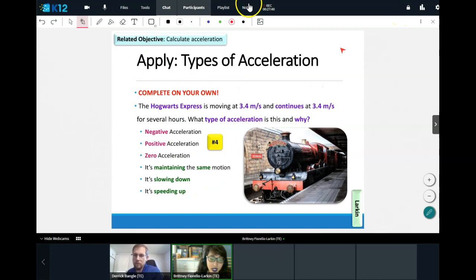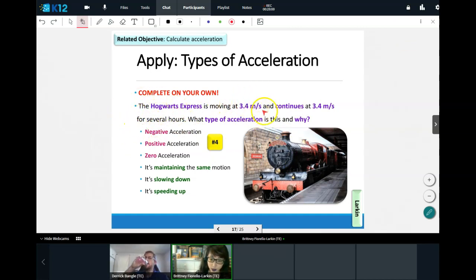This one is a complete on your own. So the Hogwarts Express is moving at 3.4 meters per second and continues at 3.4 meters per second for several hours. What type of acceleration is this and why? Do not put answers in the main chat. If you need help, we're in the Q&A chat. But we can go ahead and actually answer the green part together.